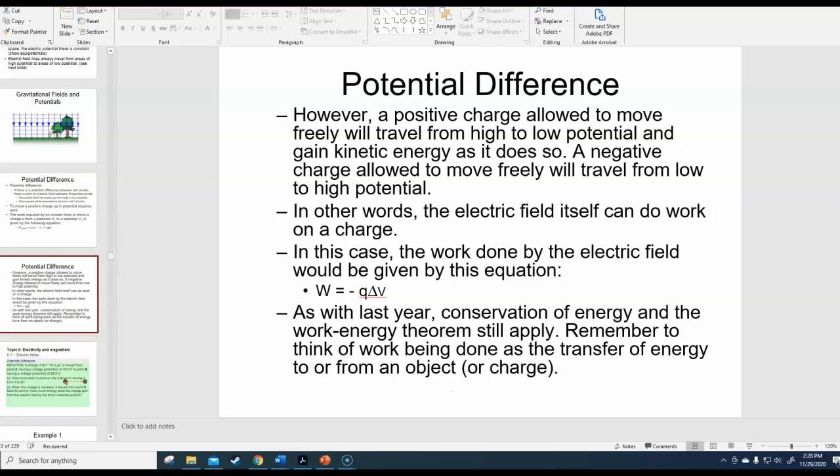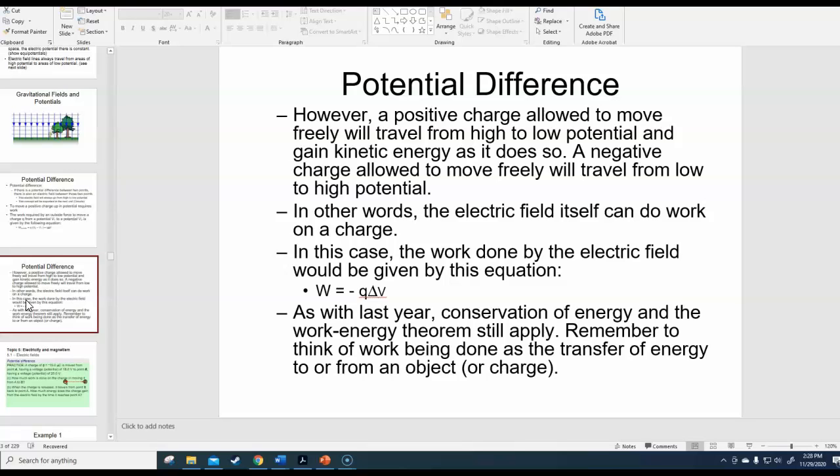Now, let's say I take a positive charge out of my pocket, I lift it up from a low potential to a high potential. And let's say I let it go. Now in your mind, picture the ball. If you lift a ball up into the air and you let it go, of course what's going to happen is the ball is going to fall. And if you drop a ball, it's going to lose gravitational potential energy and gain kinetic energy.